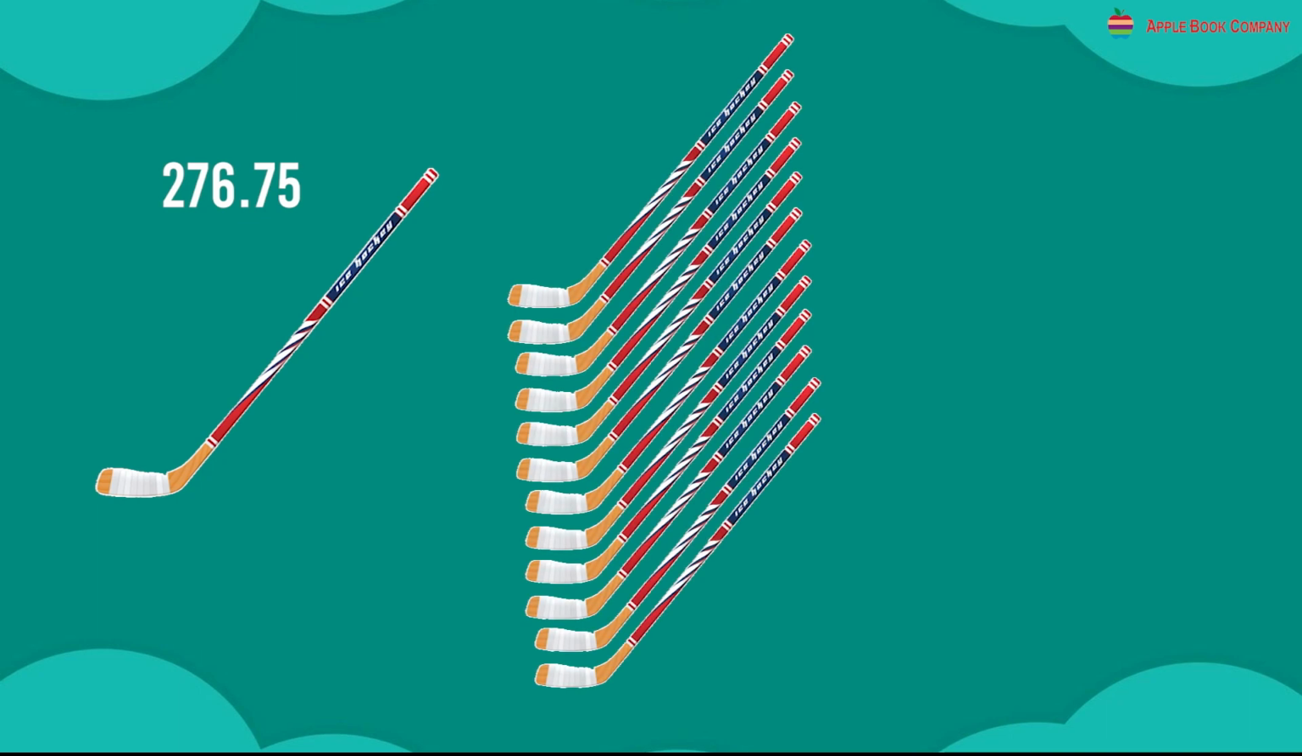The price of one hockey stick is 276.75. What is the cost of 12 such hockey sticks? The answer would be 276.75 multiplied by 12, which is 3321.